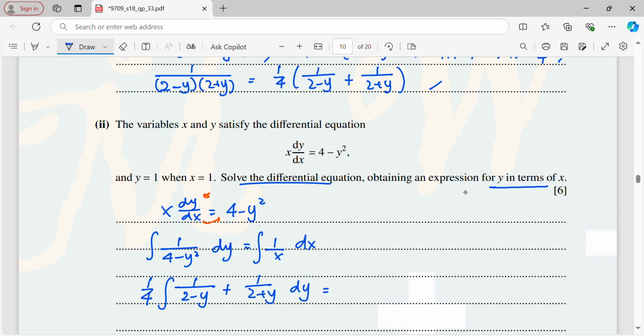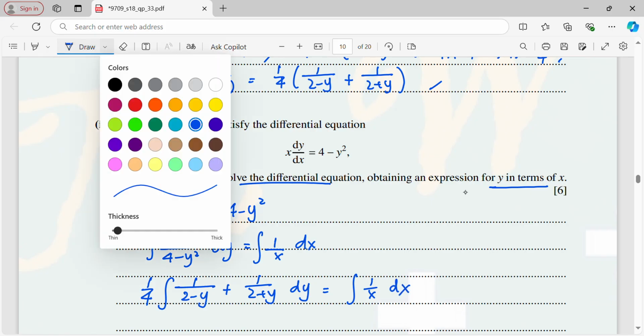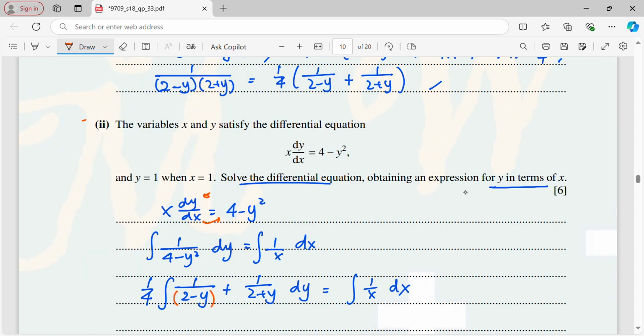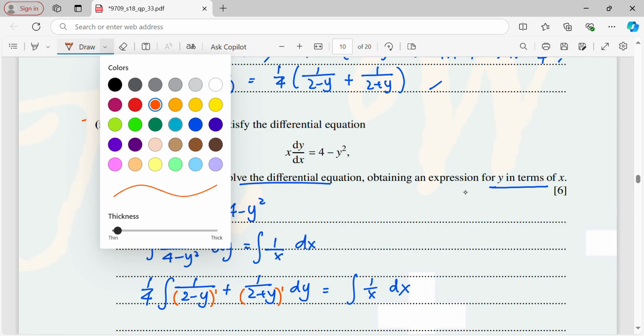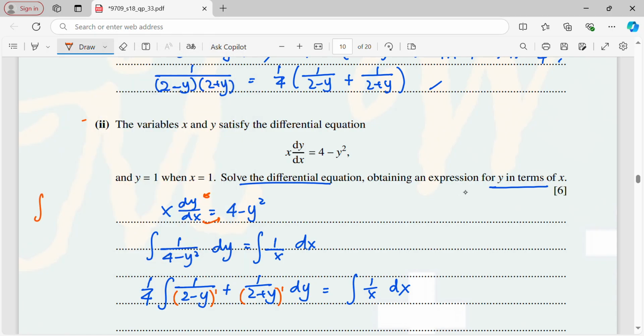Okay, then the right side I will just remain. Now, remember, when you look at the left hand side, both denominators are degree 1, right? So I will use the ln formula. The ln formula is basically the integral of f prime x over f x dx. This is going to be ln of the denominator, then plus c.